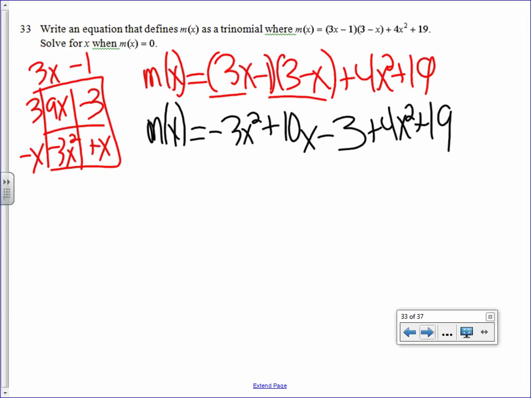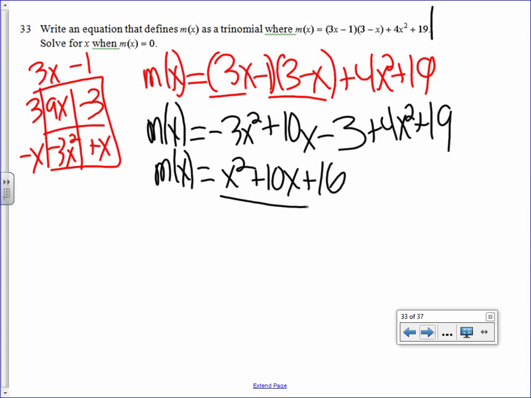So now I'm going to just combine my terms again. I get negative 3 and positive 4 is positive x squared. I have plus 10x. I have plus 16 when I combine the negative 3 and the 19. I answered the first question. It wanted a trinomial. This is a trinomial.